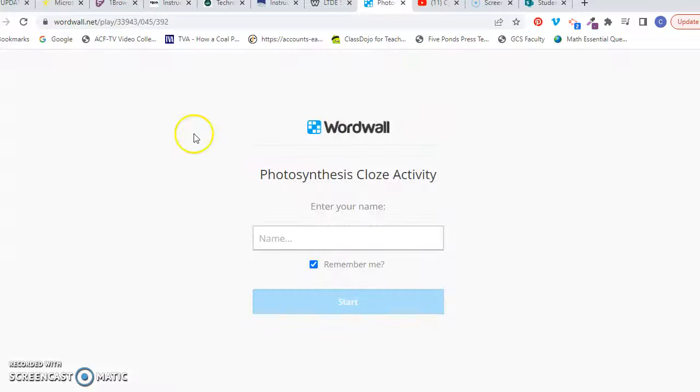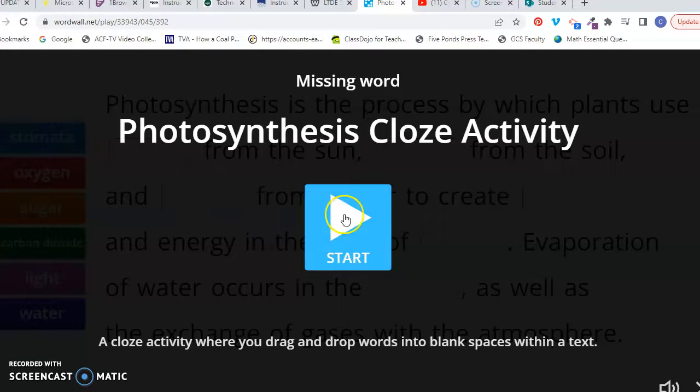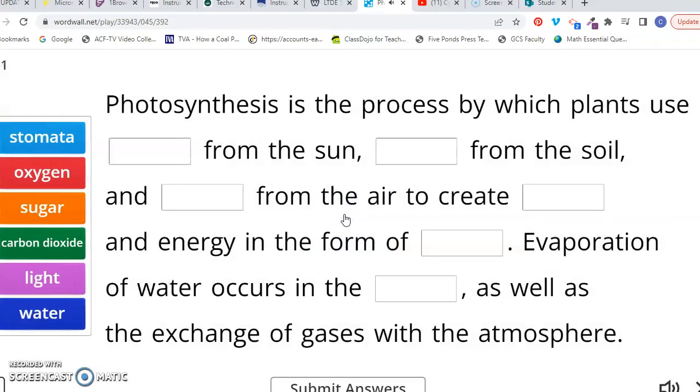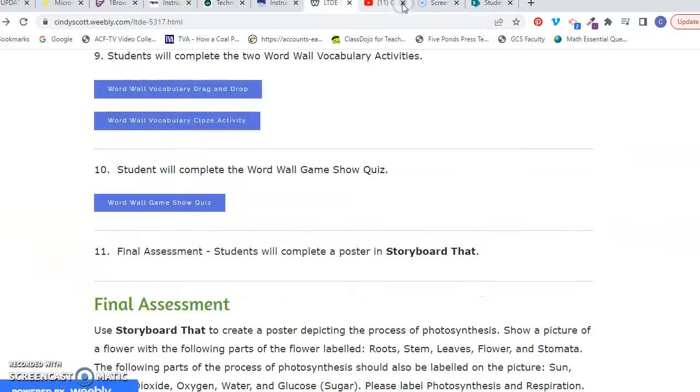And then there is a cloze activity. Again, working with vocabulary. This time they're going to read the sentence: Photosynthesis is the process by which plants use blank from the sun. So they would just drop and drag the word into the correct box. When they finish, they would submit their answers to see if they are correct.